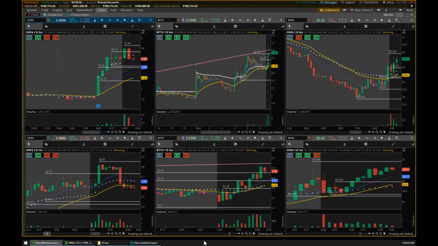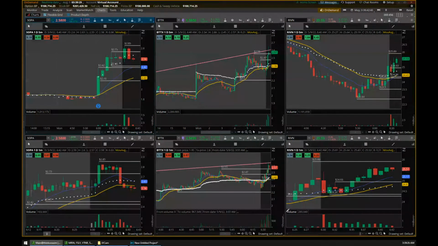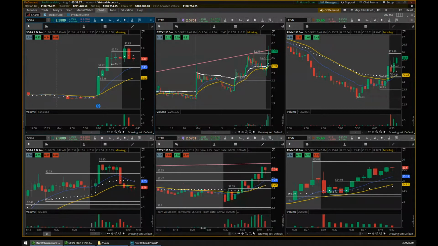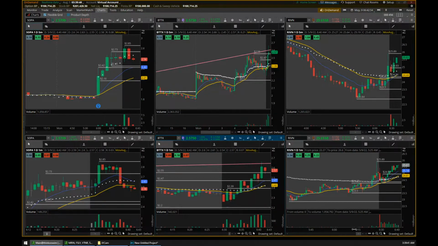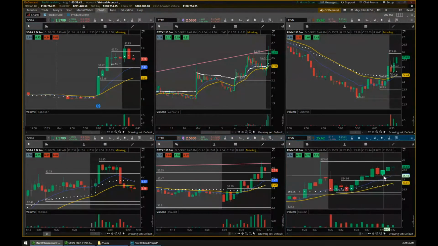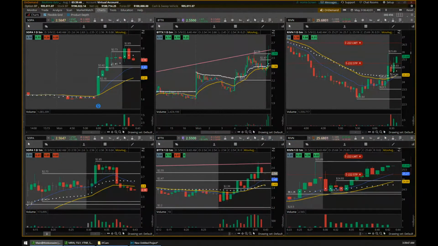Yeah, you see how it got rejected off that pink line? So, if I was a bear, I could short that right now. Boy, look at this. RIVN with a nice bounce off of here. Could be playing this for a break through that high. I'm going to go ahead and jump in right there. See if we get a break through the high, just for a quick flip here.